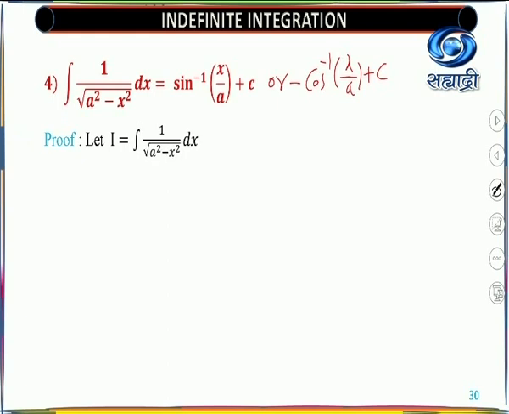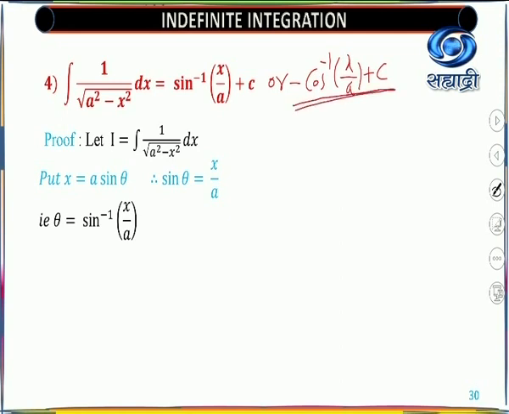So look at here. I equal to integral 1 upon root of a square minus x square dx. Now what will be the substitution? Substitution is x equal to a sine theta. So what is sine theta? X upon a, and the simplification says that theta equal to sine inverse x by a. Okay, this is all about if you substitute x equal to a sine theta. We'll think about what happens when we substitute x equal to a cos theta. So we'll start with that.